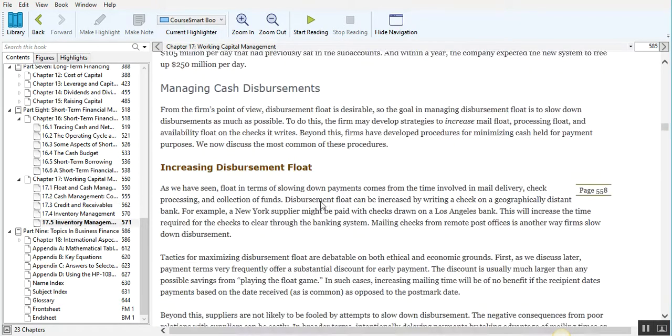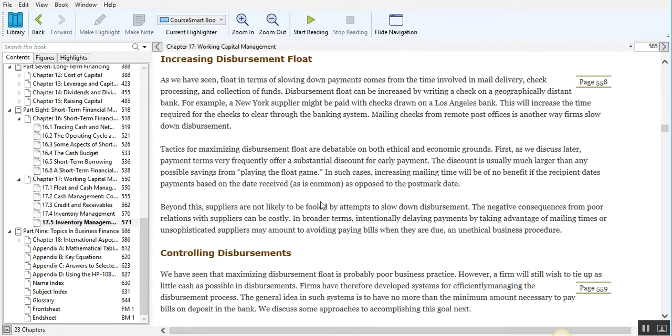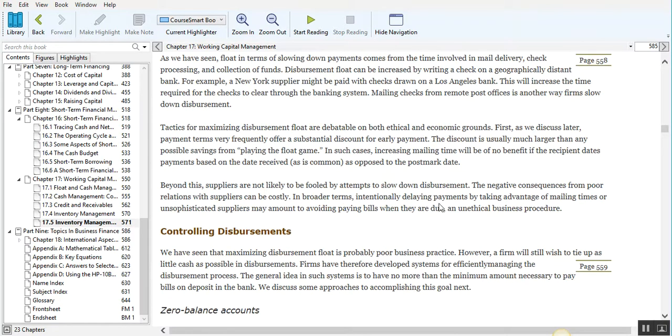So managing cash disbursements is another issue. You're going to have to figure out how to manage those. Some of the tactics you can debate whether they're ethical or not, but delaying payments or playing the float with the payments could be done and may be done in some cases. But usually a supplier is not going to be fooled if you're trying to slow down payment. The problem is, if you slow down payment too much, you wind up with negative consequences because your relationship with the supplier is very important to your continued profitability.